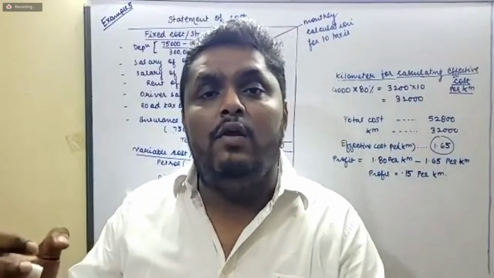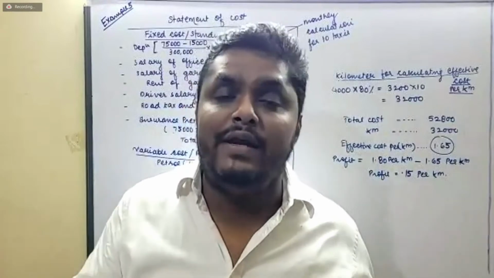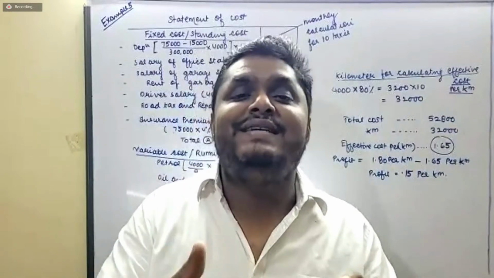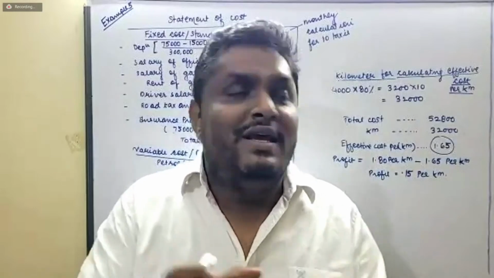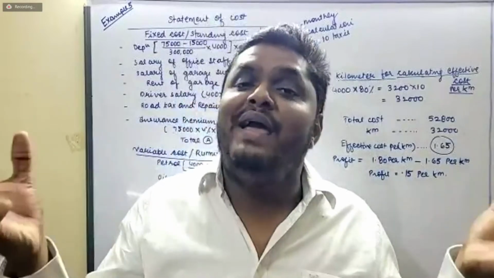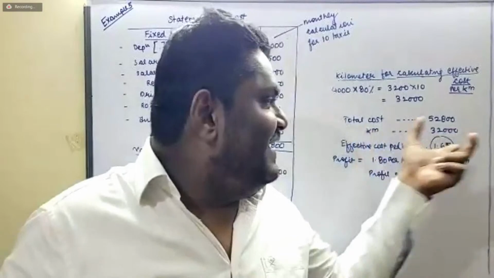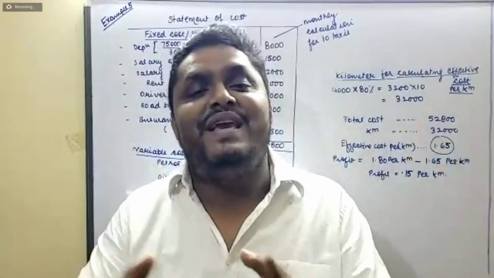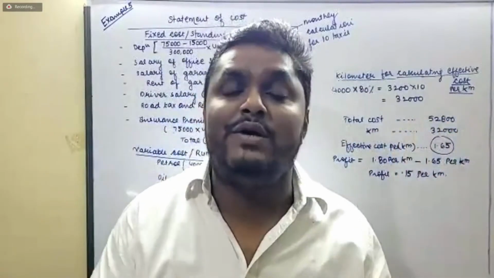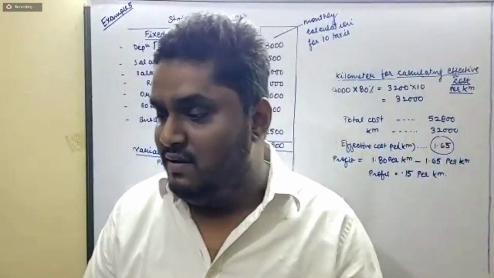The 8,000 kilometers we are running empty, so we are not getting anything in hand. So we can say it is a kind of normal loss. The normal loss will be absorbed by the good units. So in this case, in our language, we can say my good units are only 32,000 rather than 40,000.